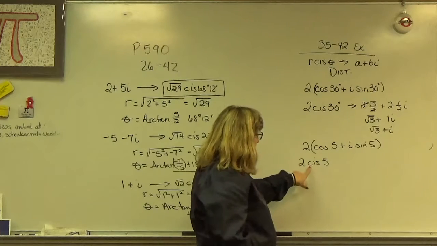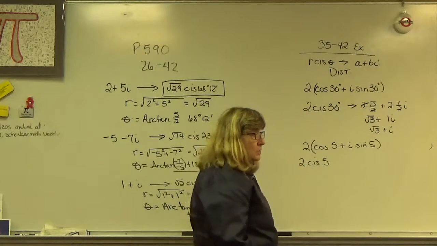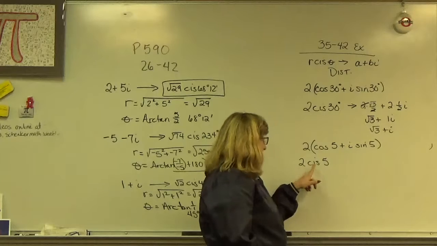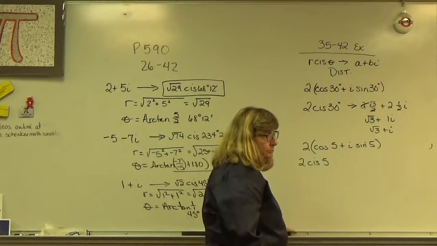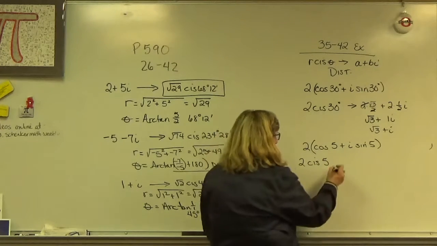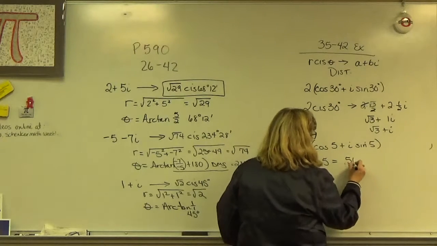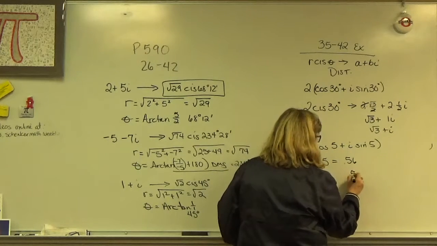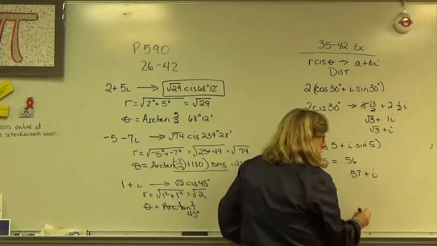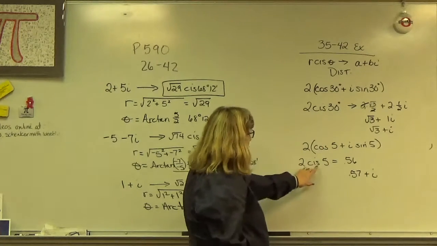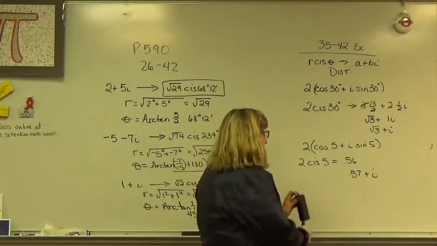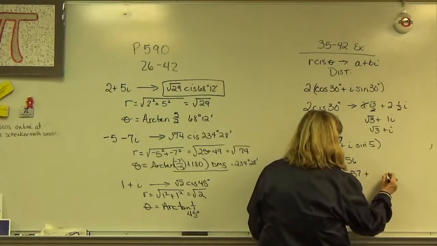So what's 2 times the cosine of 5? So Delaney, on yours, you'd go 5 cosine times 2. It's 0.5657, so I'm gonna make it 0.57. Yes, rounding. Okay, now what's 2 times the sine of 5? And that's the one I'm gonna add the i on.